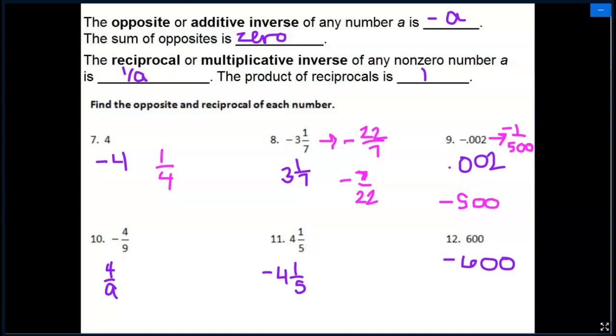A fraction that is not a mixed number simply flips. So negative 4/9 becomes negative 9/4. 4 1/5, again, you need to change that to an improper fraction. So that's 21/5. So its reciprocal is 5 over 21. And the reciprocal of 600 is 1 over 600. Pretty easy.